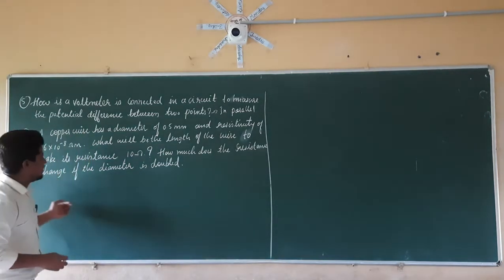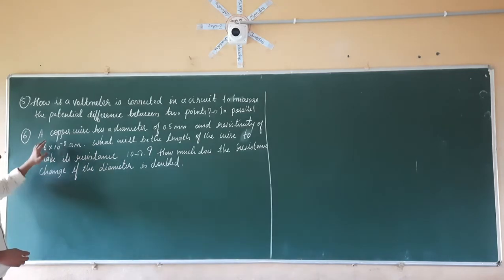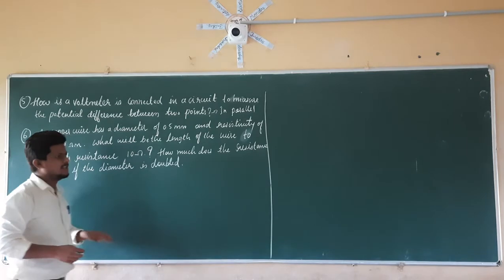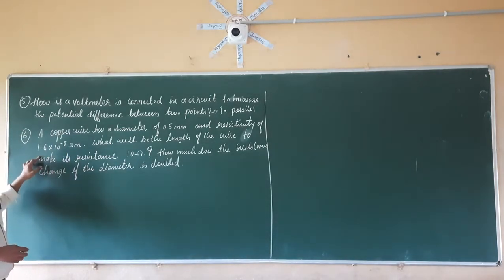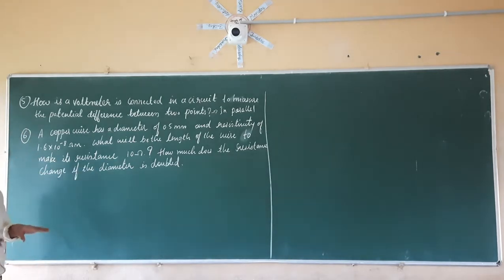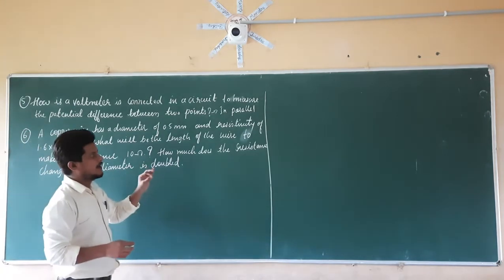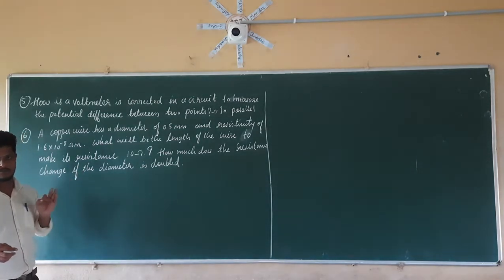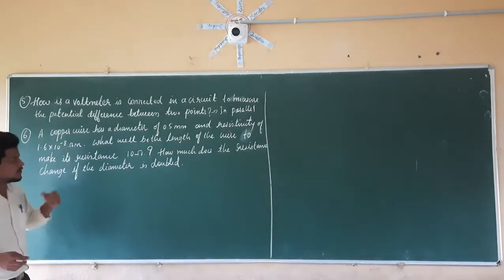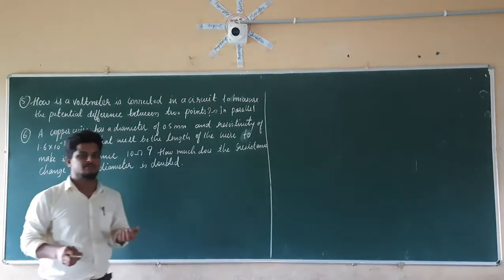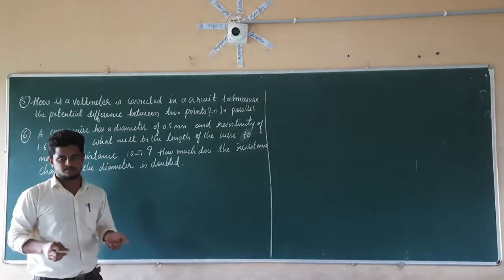So if you see the problem here, what are they given? They are given the diameter of the copper wire as 0.5 mm and the resistivity of the copper wire as 1.6 into 10 raised to minus 8 ohm meters. What will be the length of the wire to make its resistance 10 ohms? So we have to find out the length of the wire which makes the resistance 10 ohms. We also have to find the new resistance if the diameter is doubled.